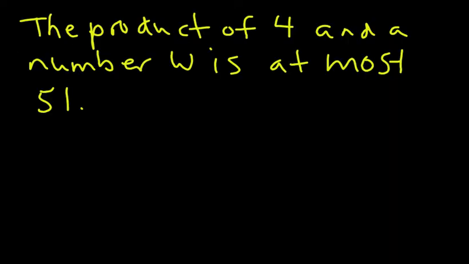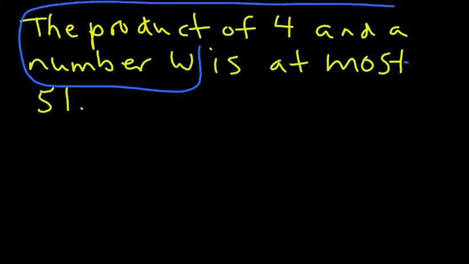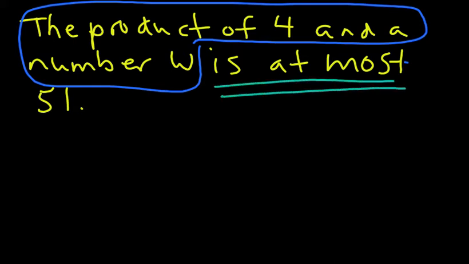Okay, let's practice again. Let's divide this into parts. The product of 4 and a number W is at most 51. Okay, first part: the product of 4 and a number W. Second part is at most. Third part, 51. Okay, let's write the parts down.